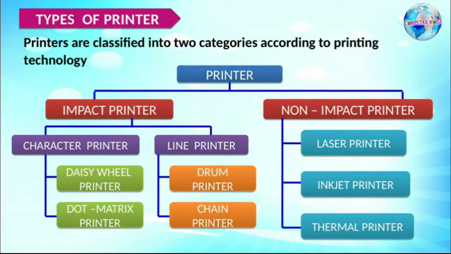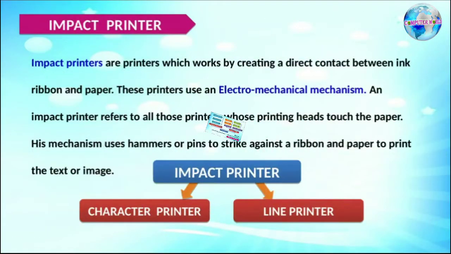Types of printers. Printers are classified into two categories according to printing technology, that is, impact printer and non-impact printer. Impact printer is classified into two types, character printer and line printer. Character printer is classified into two types, daisy wheel printer and dot matrix printer. Line printer is classified into two types, drum printer and chain printer. Non-impact printer is classified into three types, laser printer, inkjet printer and thermal printer.